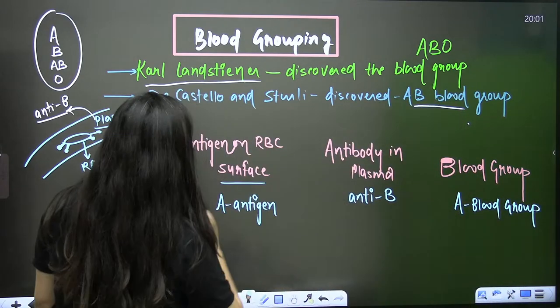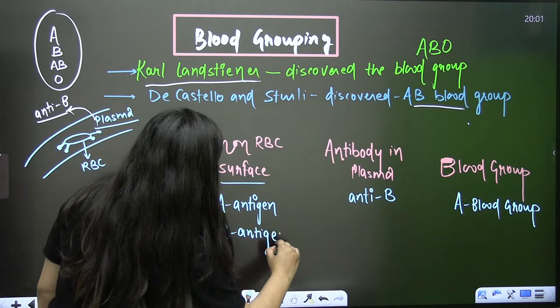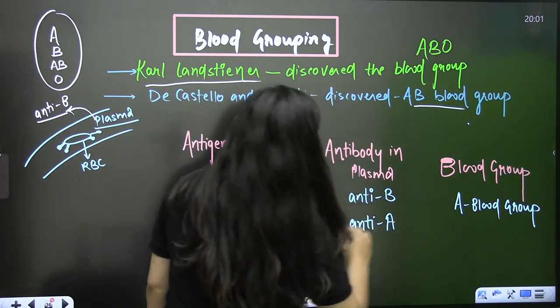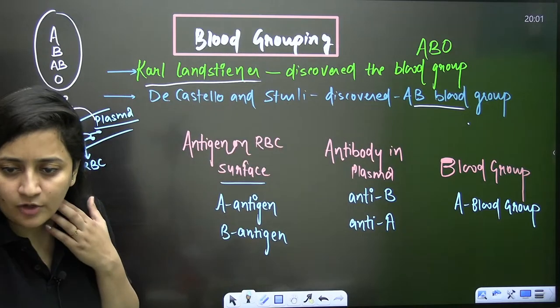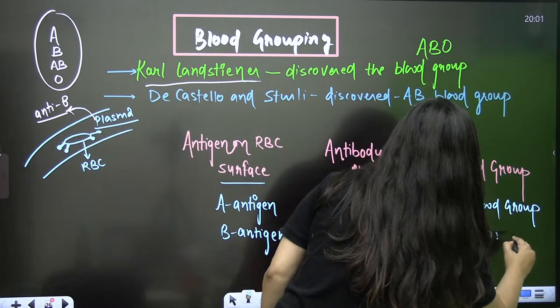Now, on the RBC surface, if the antigen B is present, the antibody in the plasma will be against A blood group. A blood group will be the foreigner here, right? So, see, the blood group is B here.